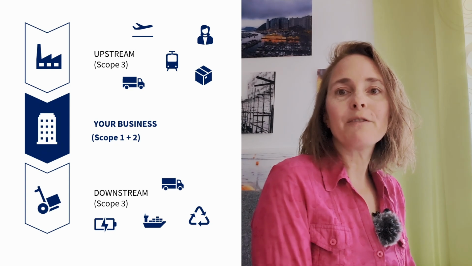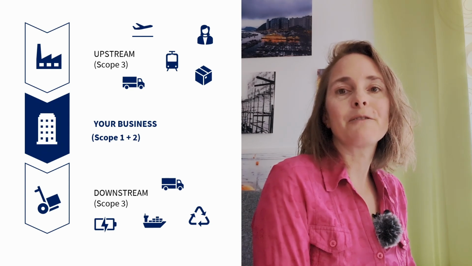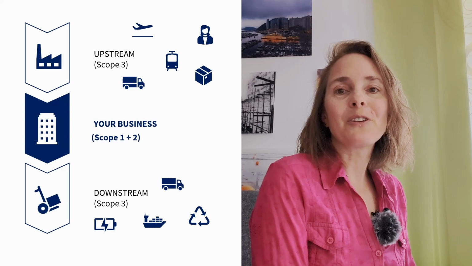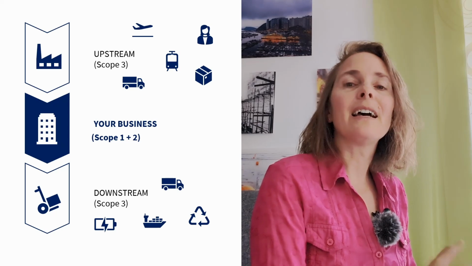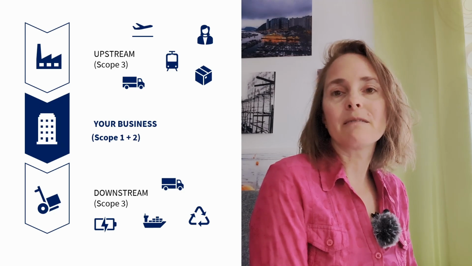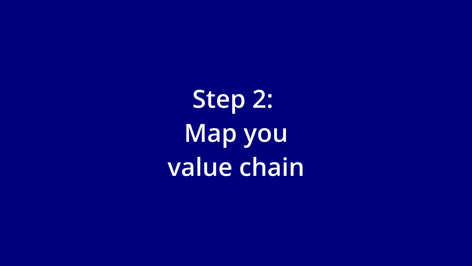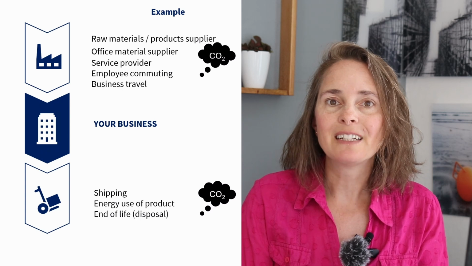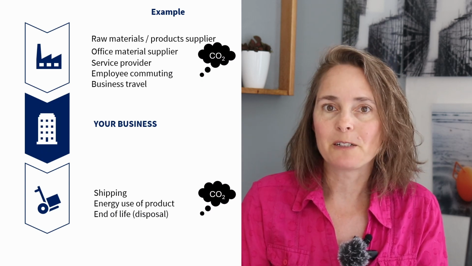Important thing is you don't have to do all the 15 categories from the first day. You best focus on the most important ones first and then add the other ones step by step, if you cannot leave them out totally because they are not relevant at all. After you understood what the Scope 3 emissions cover, the next step is to map your value chain.